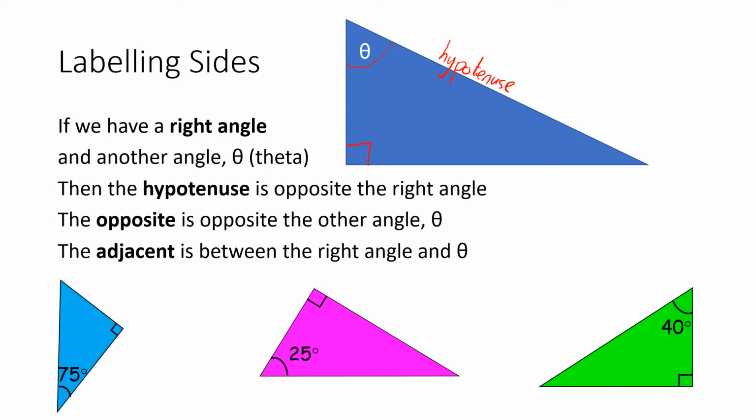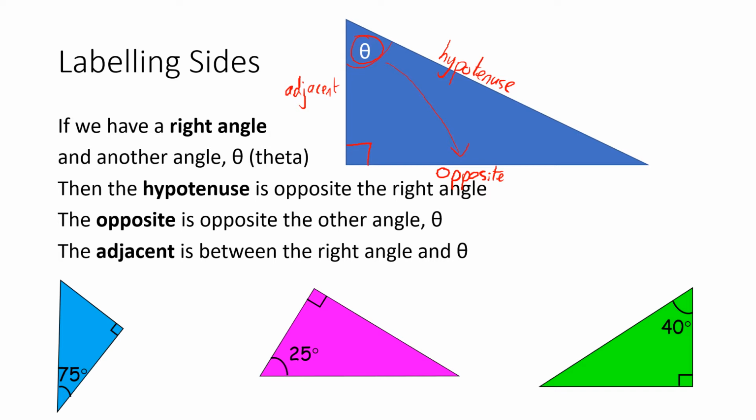The opposite is opposite the angle theta. So that means if we've got one angle labeled here, then the opposite is on the other side of the triangle for it. Meanwhile, the adjacent is between the right angle and that theta. So our adjacent is over here. It's next to. So the word opposite obviously means opposite, the word adjacent means next to. It's all to do with this extra angle that we're adding in.